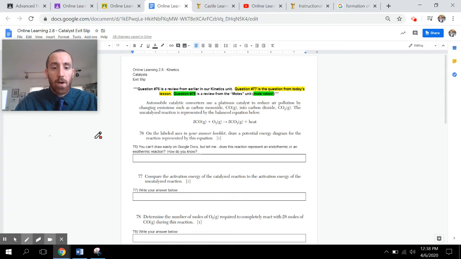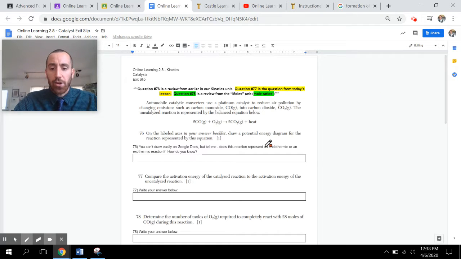All right, so first of all, this is a really important question. It's very common to the kind of question you'll see on the Regents exam. They give you a passage, they give you a chemical equation, and then they give you 3 questions. 76 and 77 both relate to kinetics, but 78 is a review to the moles unit. So they're all within this one cluster of questions, but they cover different topics. So I thought it was a really good question for you guys to see and to practice.